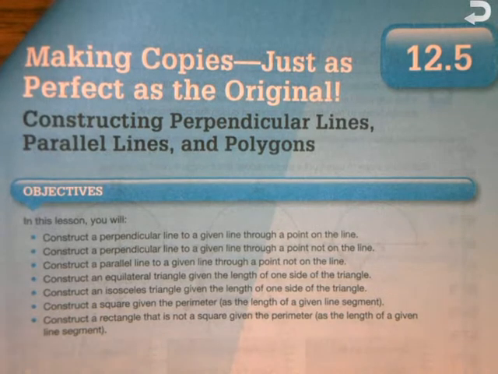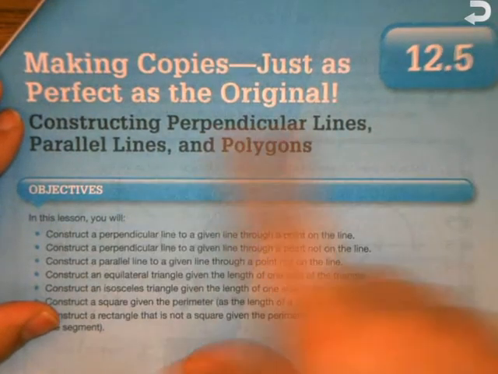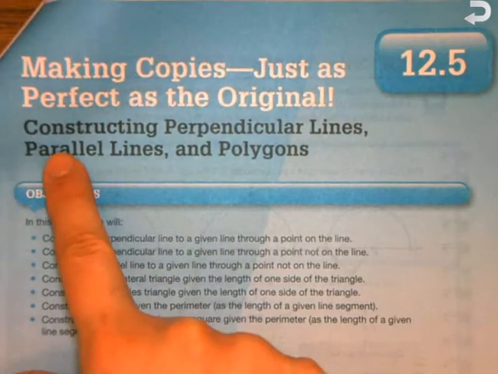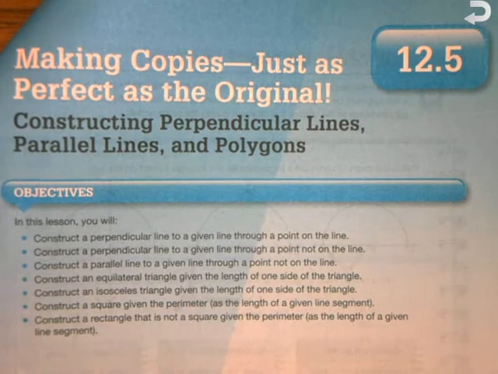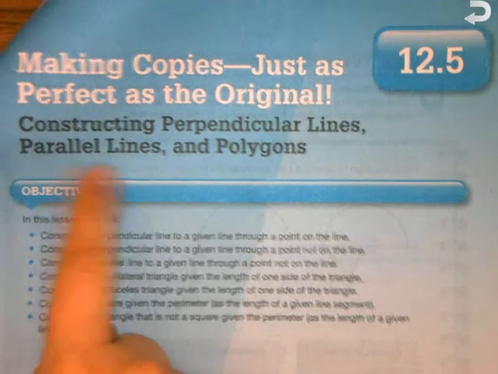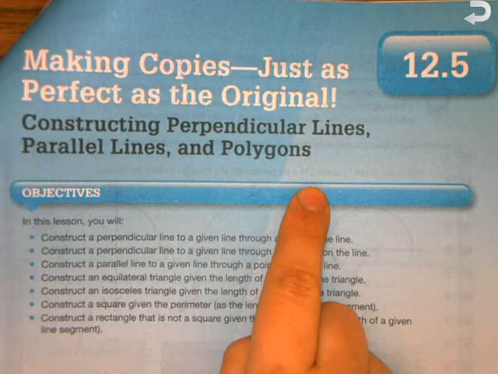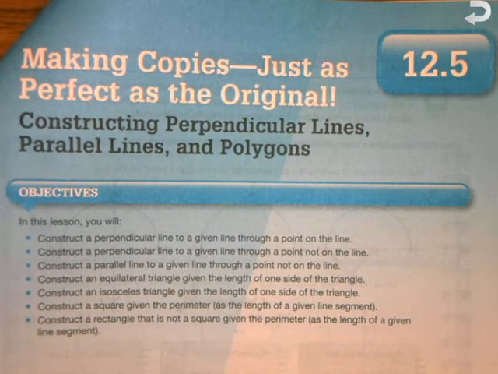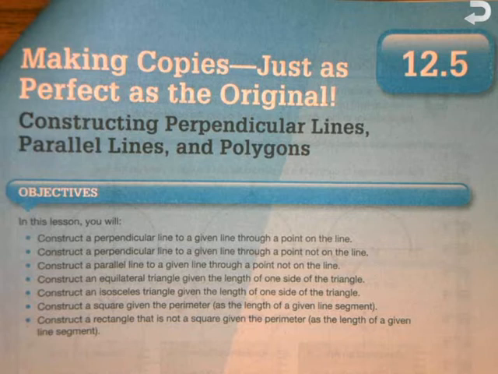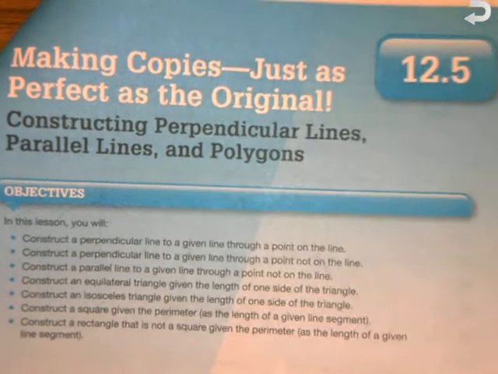Okay, guys, so we are finishing Unit 12 today with 12.5. We're making copies again, but we're going to be using all of the skills that we learned about perpendicular bisectors, not parallel lines, copying segments, to construct perpendicular and parallel lines, and then we're also going to construct polygons. So we're going to be making squares, triangles, of different shapes and sizes. So that is kind of what we're doing today.